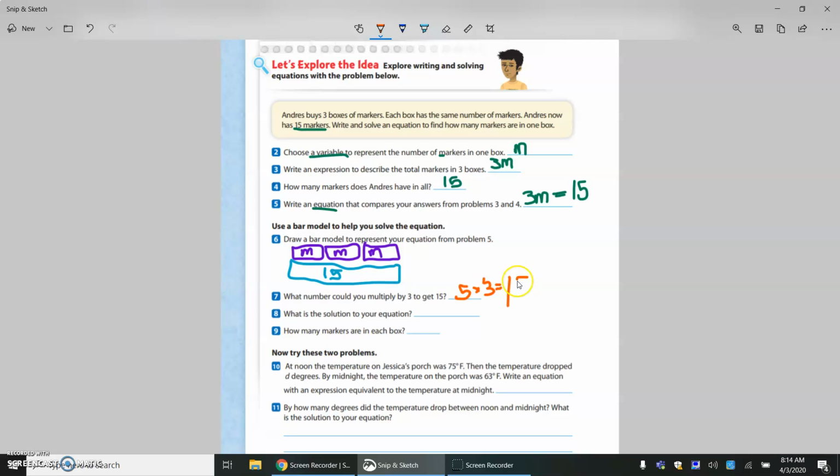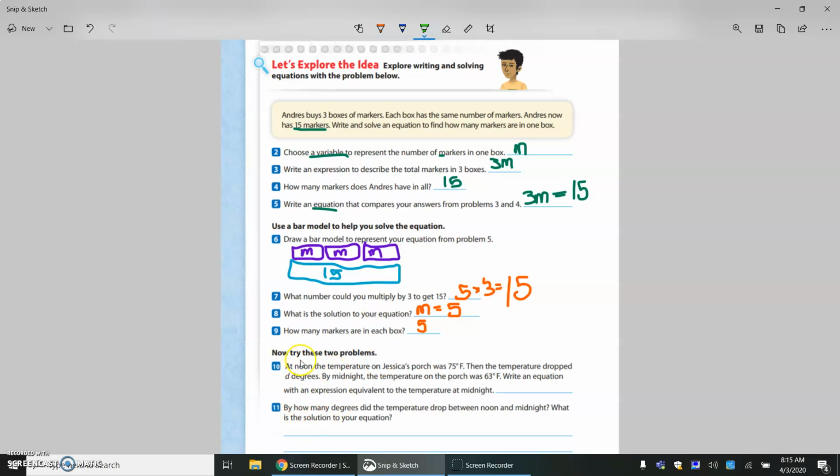I need to get better control of this drawing thing. What is the solution to your equation? M equals what? 5. I do like, however, being able to use a bunch of different colors. Okay, how many markers are in each box? Right here, there are 5 in each box. Bam! You should feel like a pro right now.